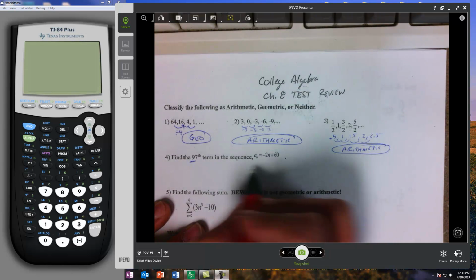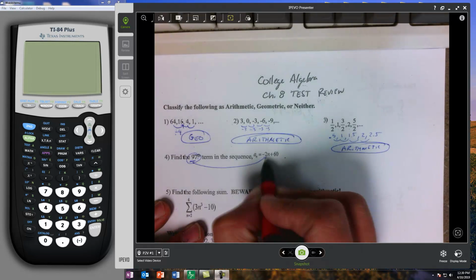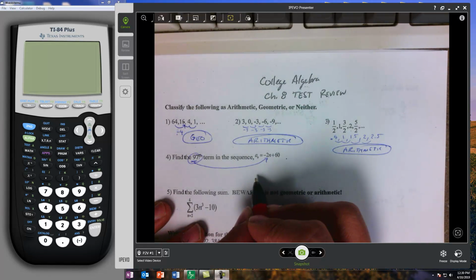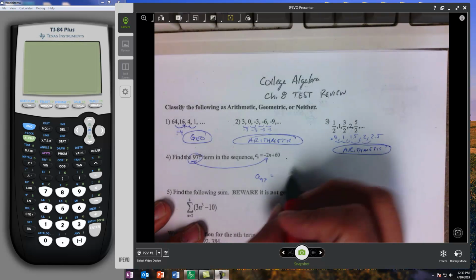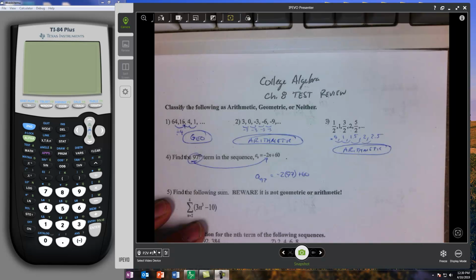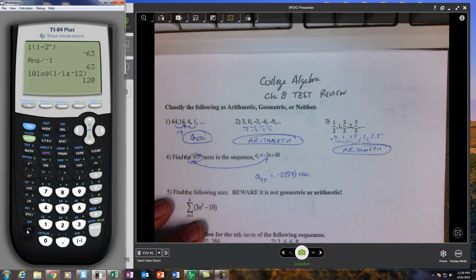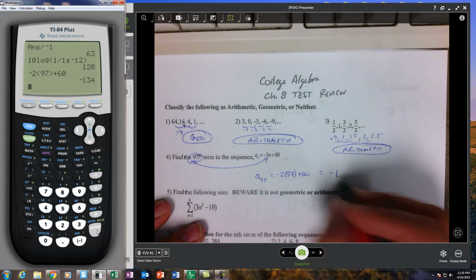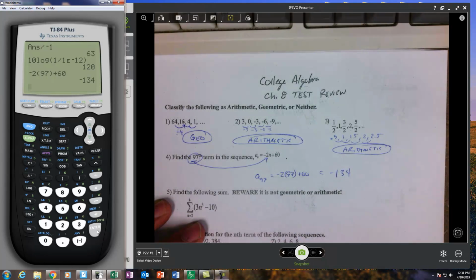To find the 97th term, we're literally going to take 97 and plug it in to our equation here. So a sub 97 would equal -2 times 97 plus 60. I'm just going to grab my calculator for exactness. It'd be -2 times 97 plus 60, and that gives me -134.